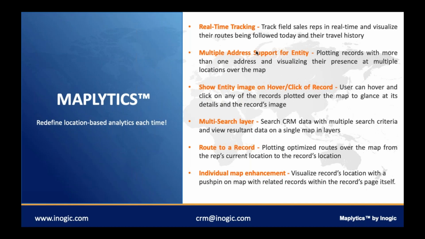The second feature on the list is multi-address support. If you have saved multiple addresses for your records in the CRM, you will be able to visualize your records and their presence on the map over multiple locations with this feature. Next, we'll see how to view the entity image when you click or hover on any of the records that are plotted on the map.